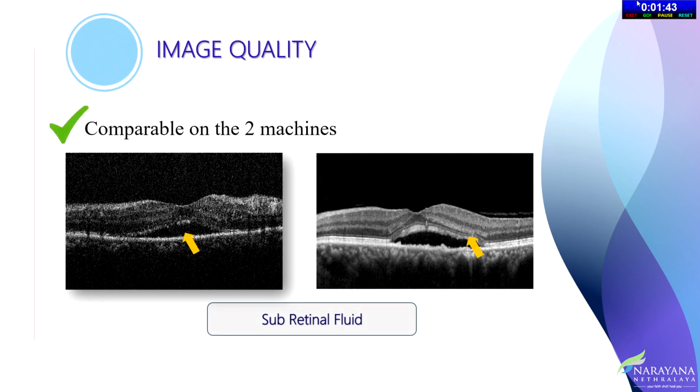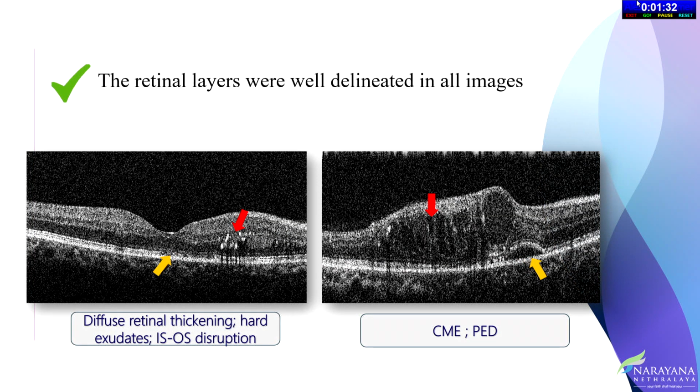As you can see, the images on both the machines, the one on the right side of the screen is the LCHP and the other side is the SD-OCT. And we can see that it's comparable. We also saw that the retinal layers were very well delineated. As we can see in the first image here, the retinal thickening is seen. There are hard exudates that are seen, and also we can see the photoreceptor layer disruption.